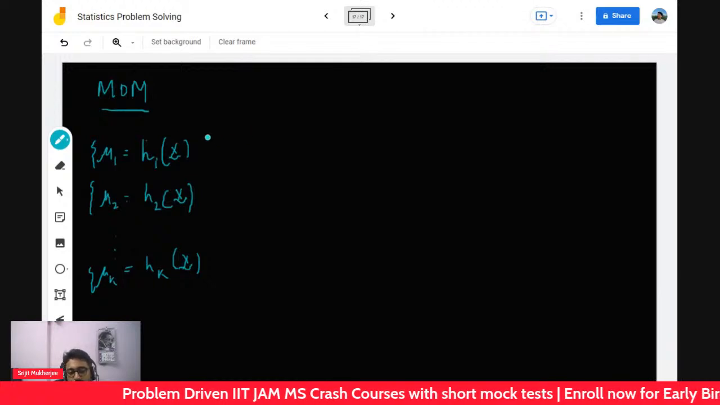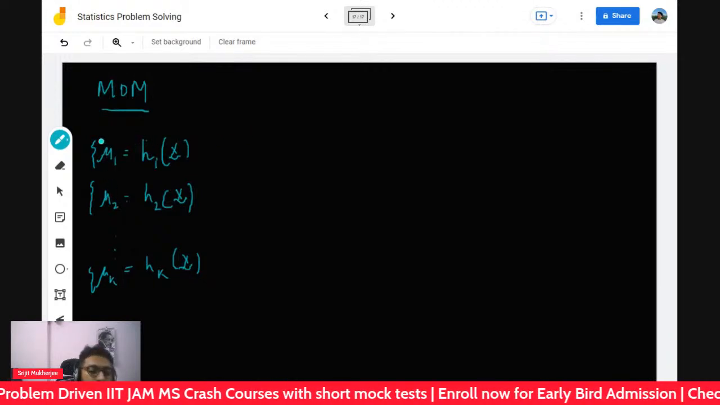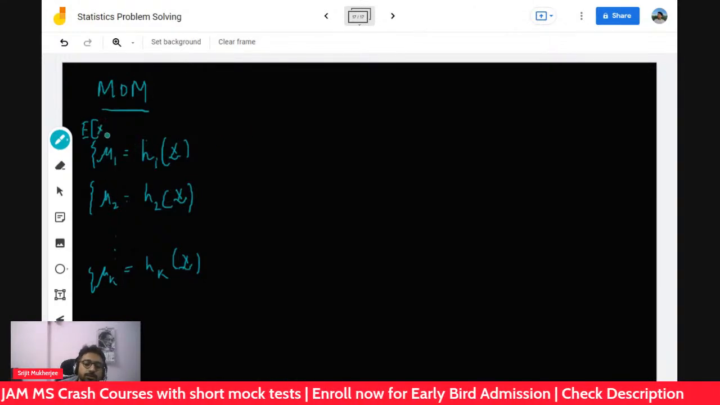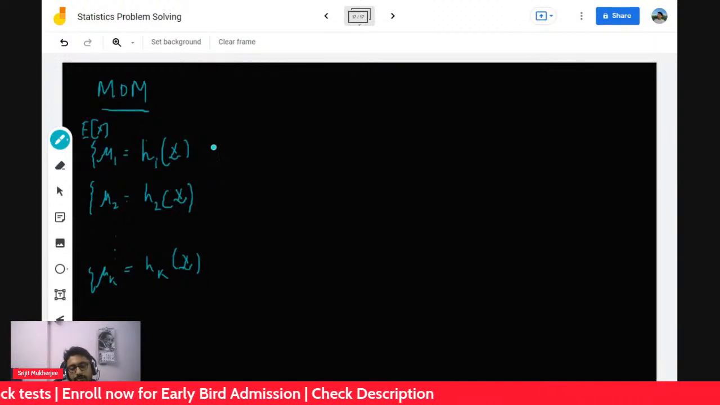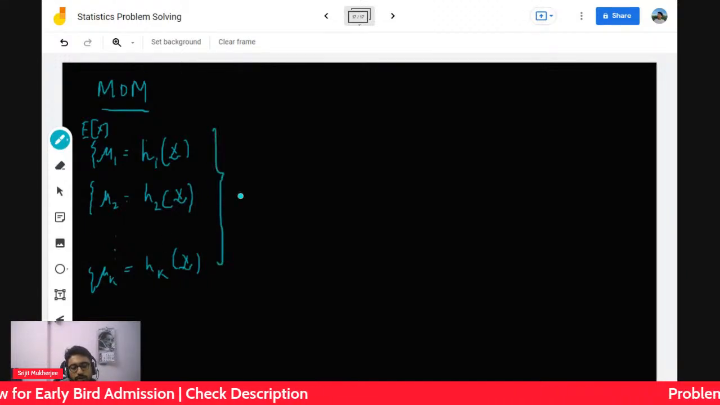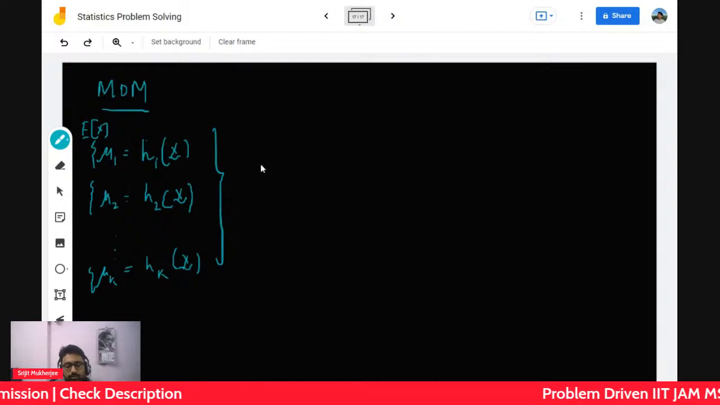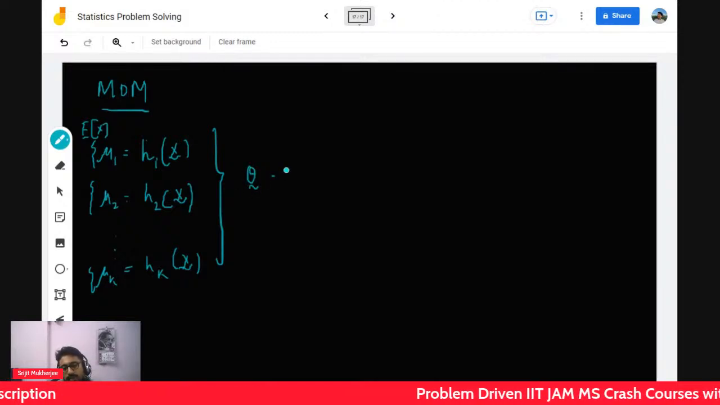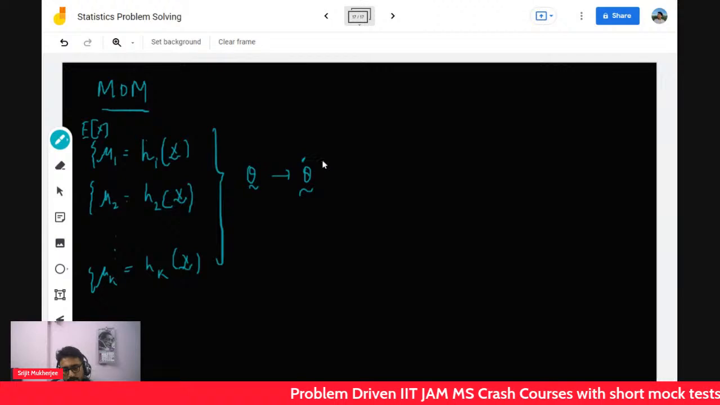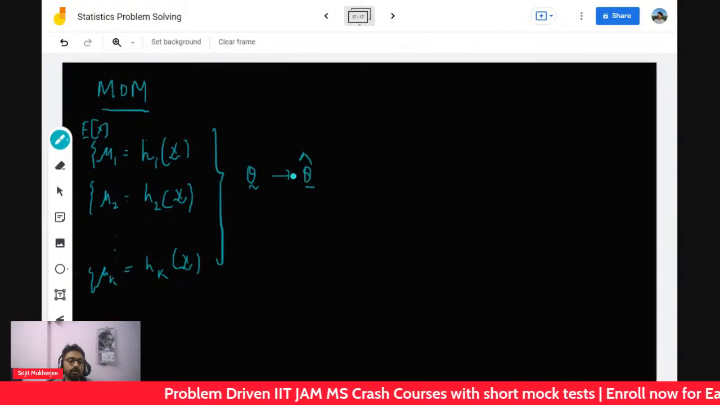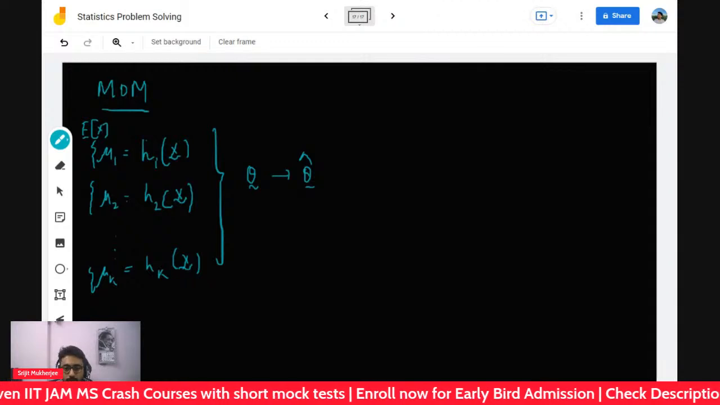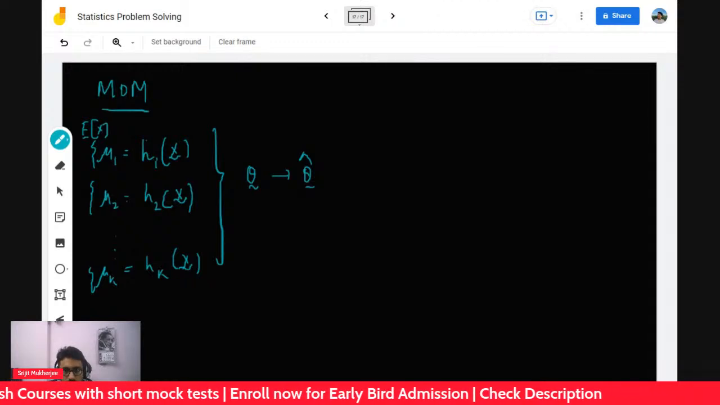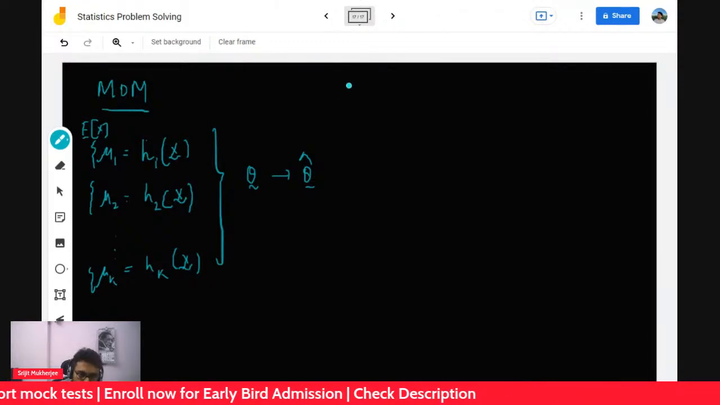So when we equate that, this is the first moment, second moment, then it's expectation of x, expectation of x square, expectation of x to the power k, same thing. When we do this, we get an estimate theta hat of the parameters, the many parameters. This is essentially what method of moments is all about, right? Now, let's see MLE.